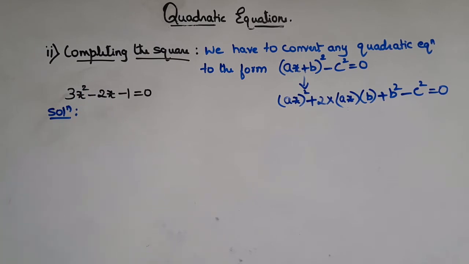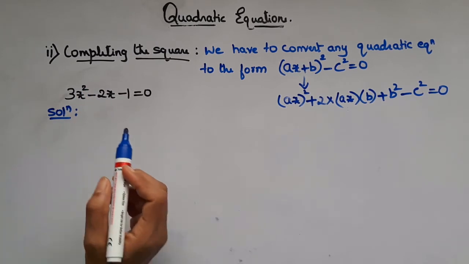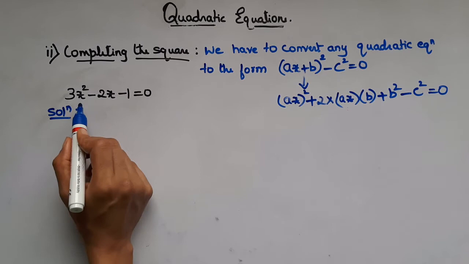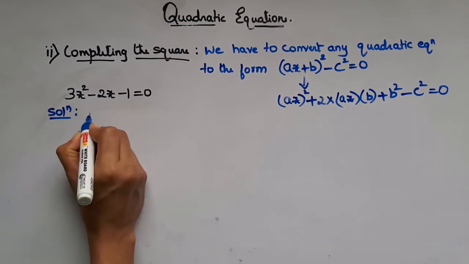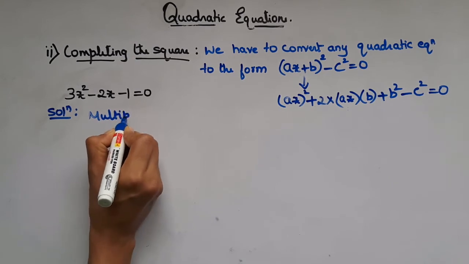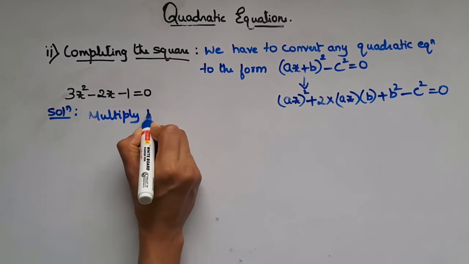So 9 is a perfect square number, right? So you cannot multiply only to this term. When you multiply with some number, you have to multiply to the whole equation. Now let's multiply this equation by 3.